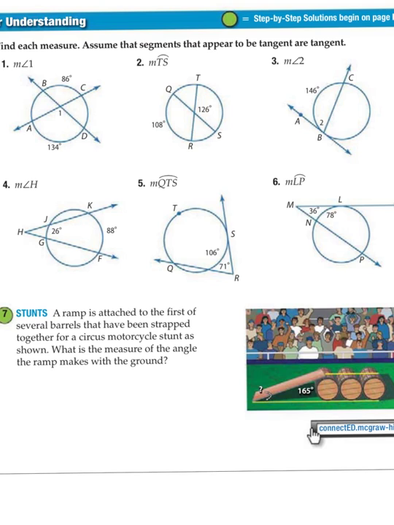All right, we're back with number 1. We're asked to find the measure of angle 1. Angle 1 is an interior angle here. It's formed when 2 secants are intersecting inside the circle. We do not have a central angle because our vertex is not the center of the circle.